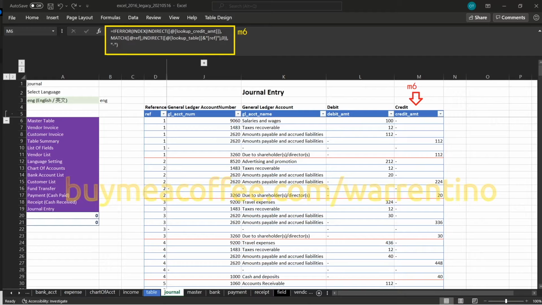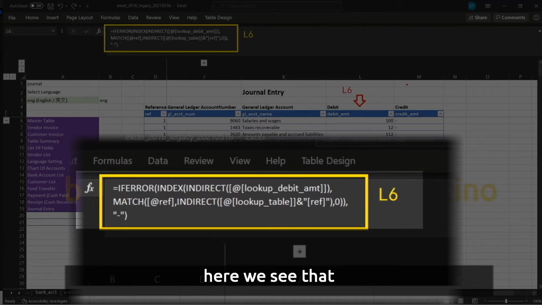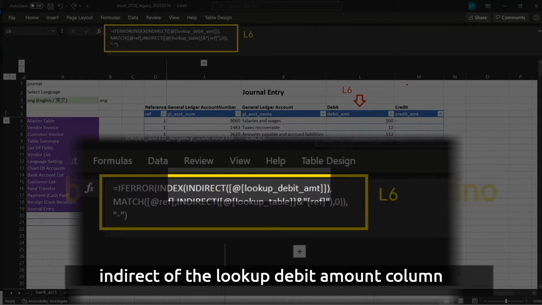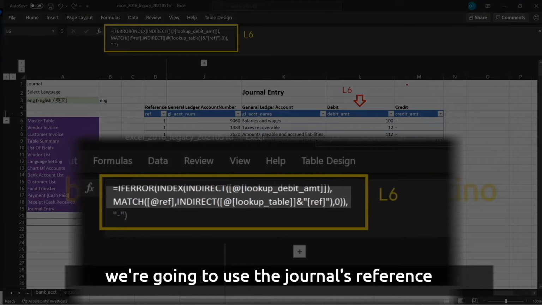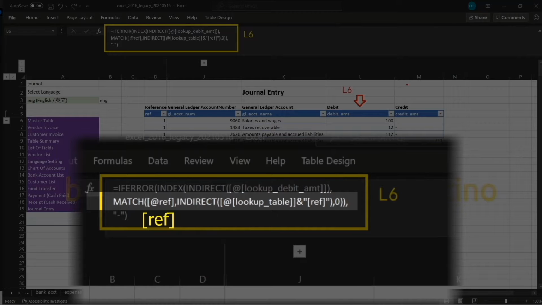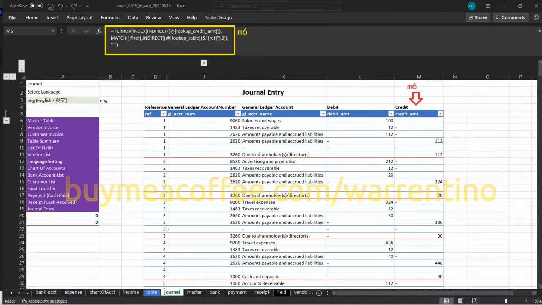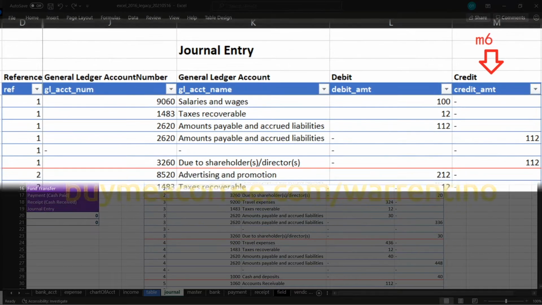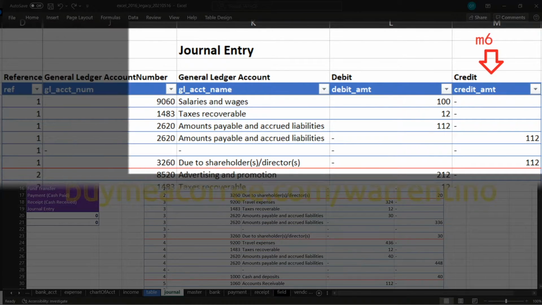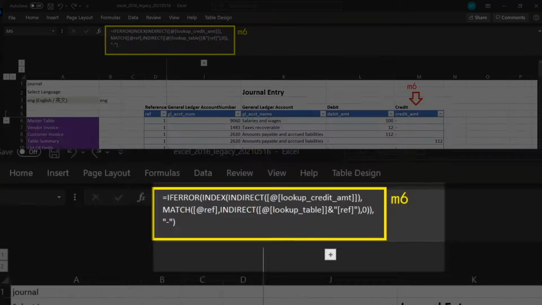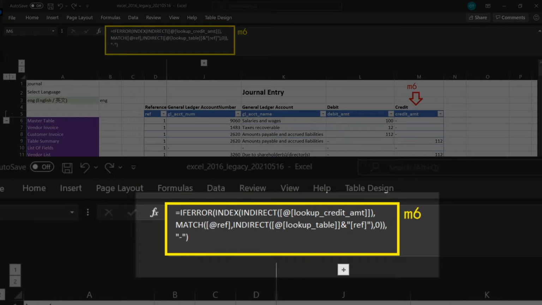This is the third and also the last video of the journal entry explanation series. As we learned from the last video, the debit amount is determined by the lookup debit amount formula. We then use the debit amount formula to look up to different tables for the target column based on the reference. Here we use the same tactic, but we do that under the credit amount column, pointing to the lookup credit amount column instead.